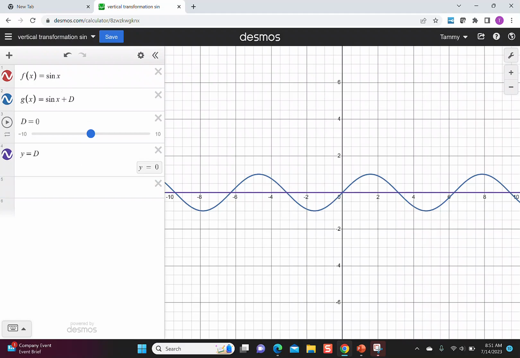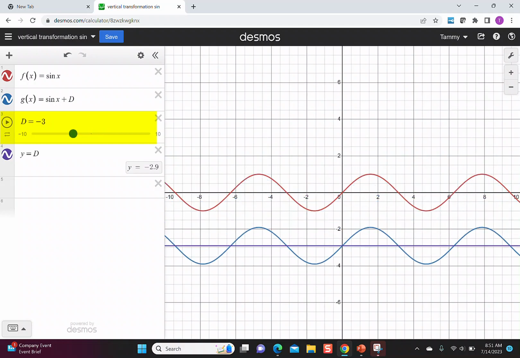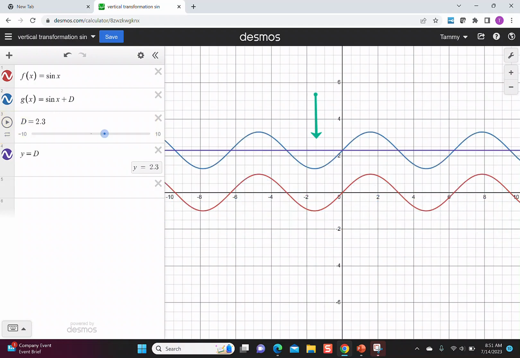To start us off, I'm going to look at the graph of sine of x. And I want to show you what happens if we graph the sine of x plus d. As d increases, you can see that the graph moves up. If I make d negative, you'll see that the graph moves down. Notice that I've added a horizontal line through the graph. This line is called the midline. It stays in the middle of the high and the low of the function.